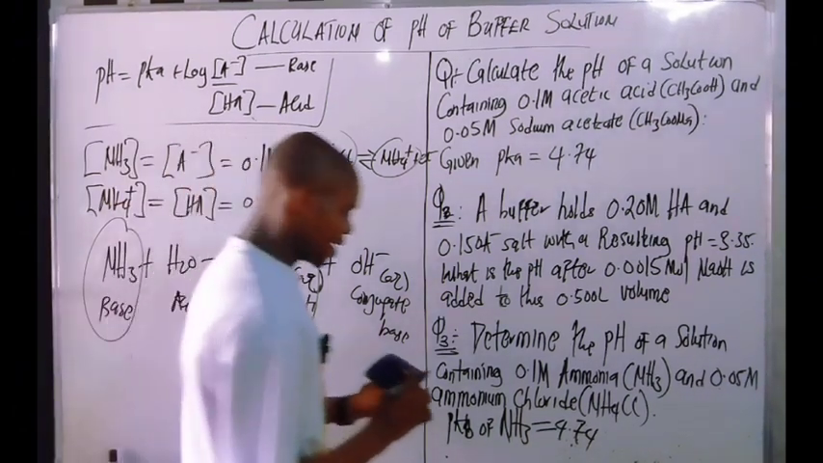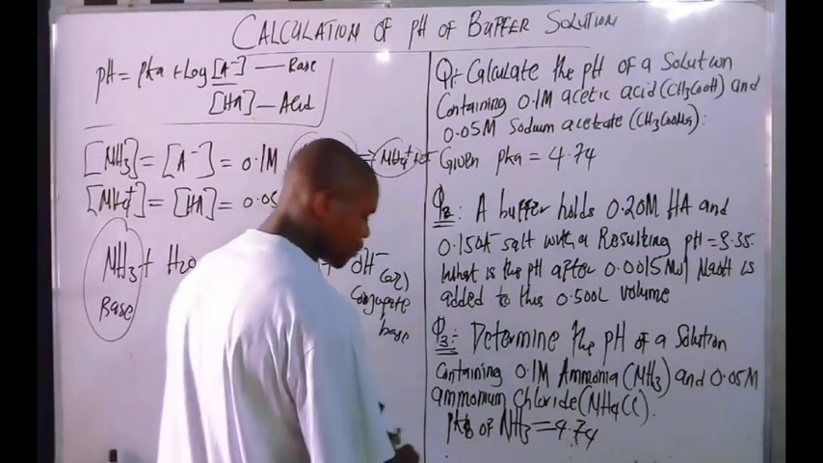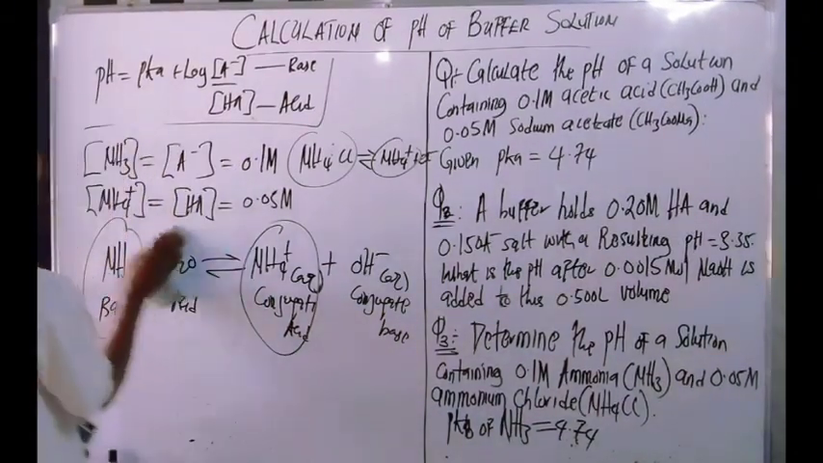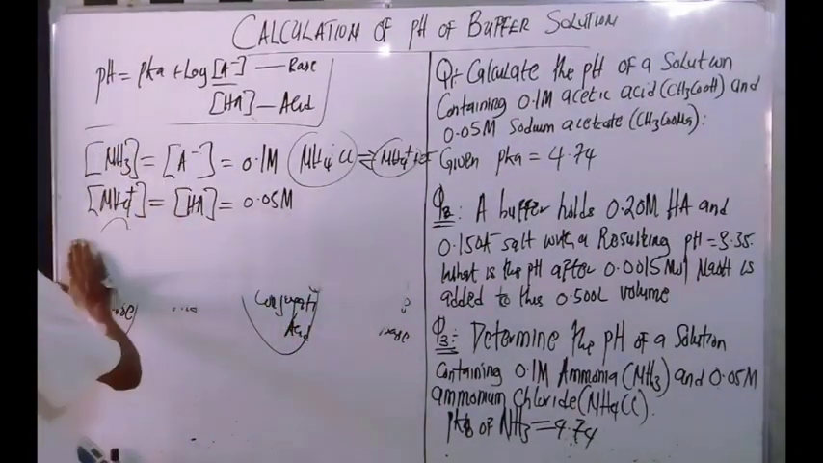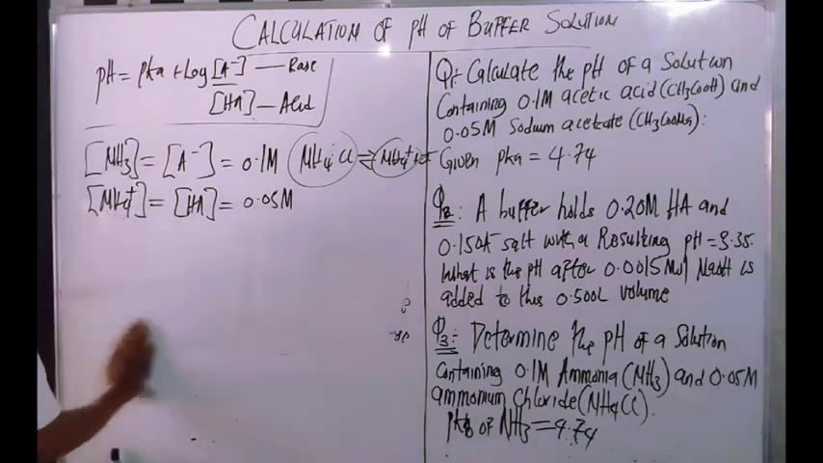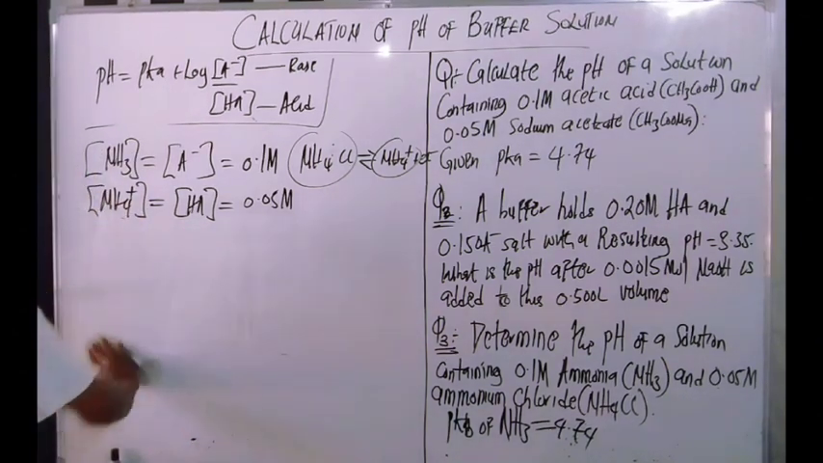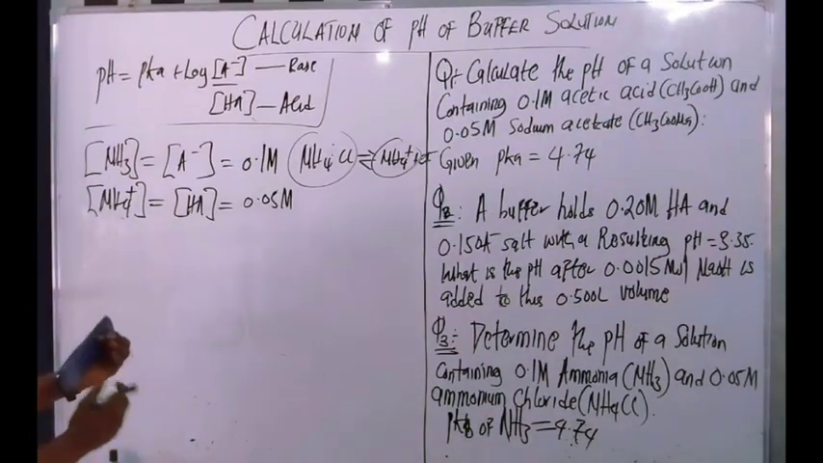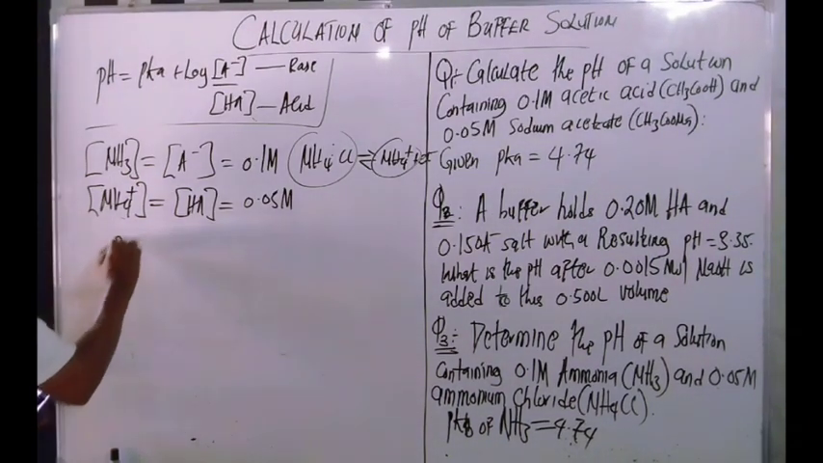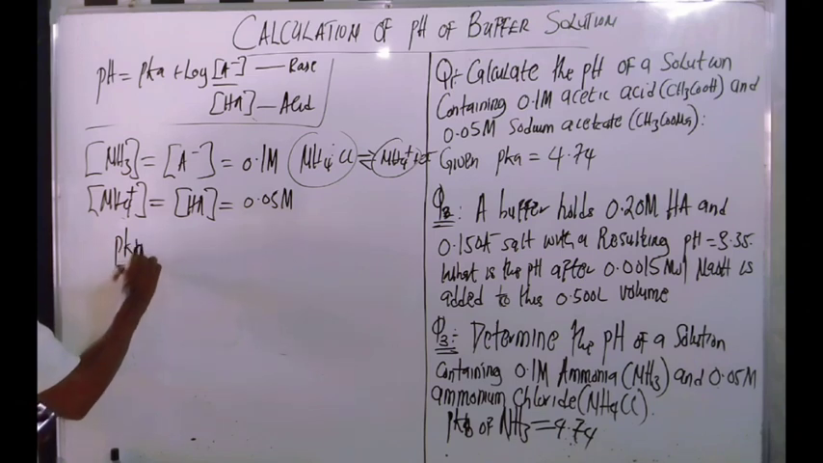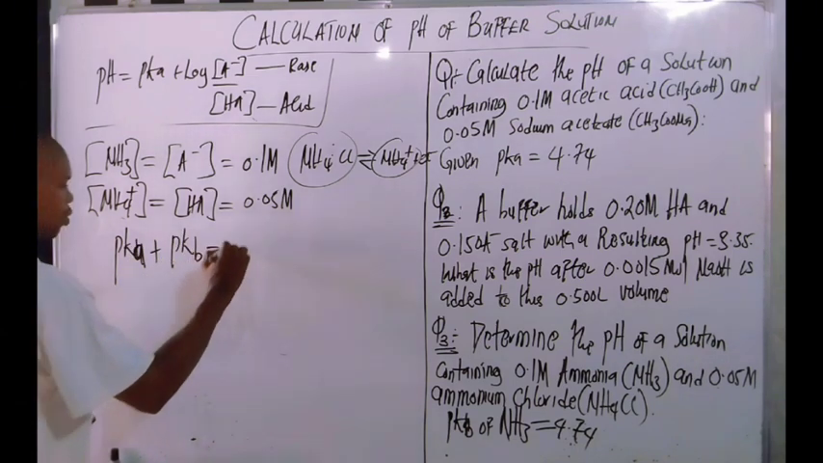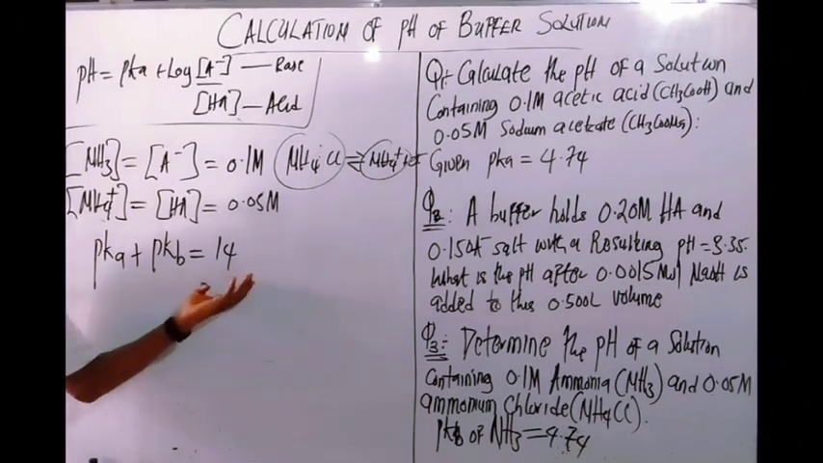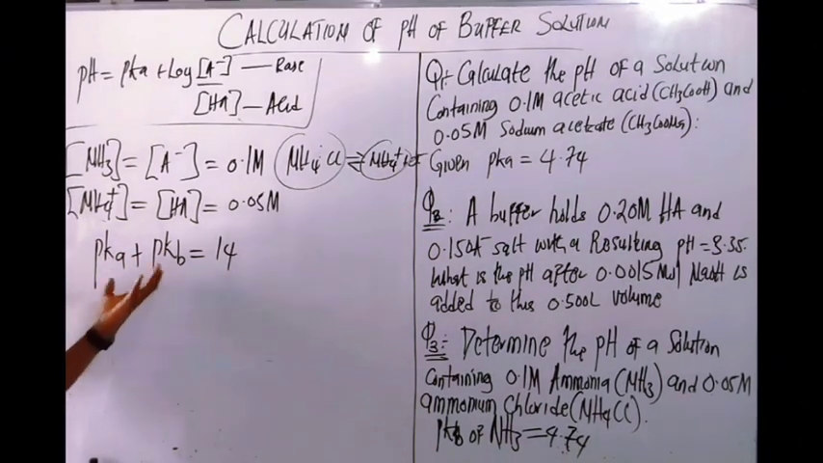But here's the problem: they gave me the pKb. Now remember, if I want to solve here, I must calculate the pKa. So there's a relation between pKa and pKb: pKa plus pKb is equal to 14. You have to understand that pKa plus pKb is equal to 14. That is the relation between pKa and pKb.